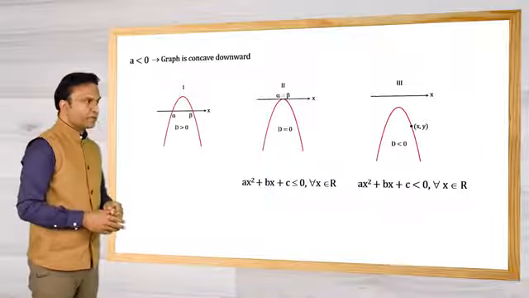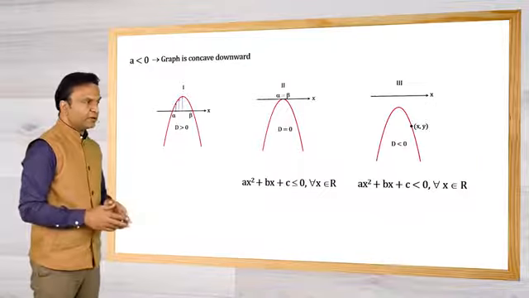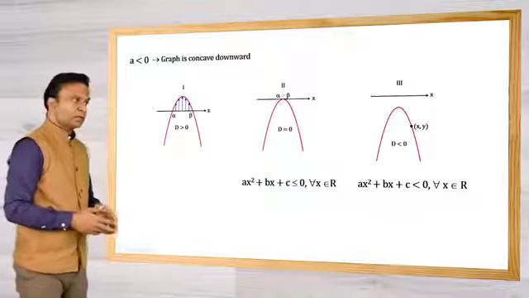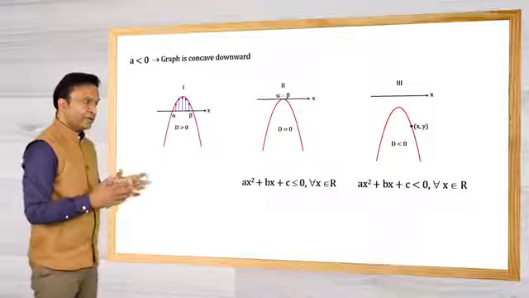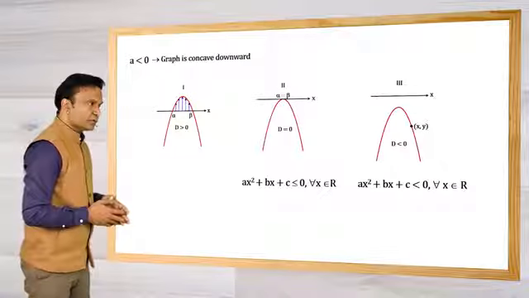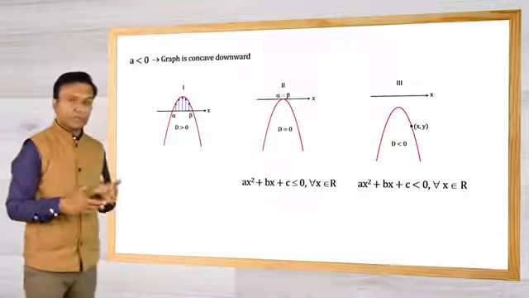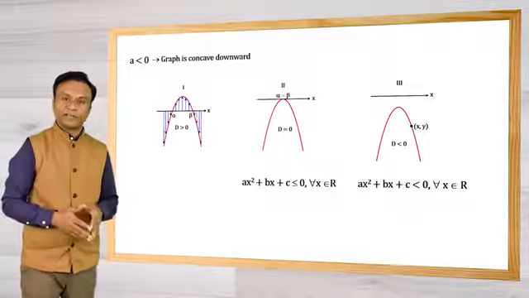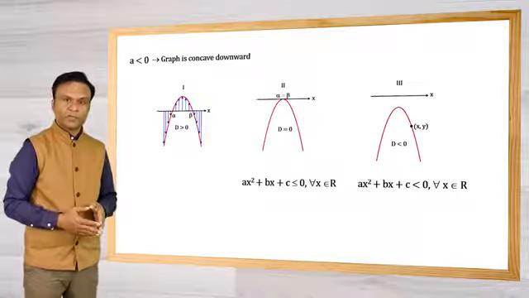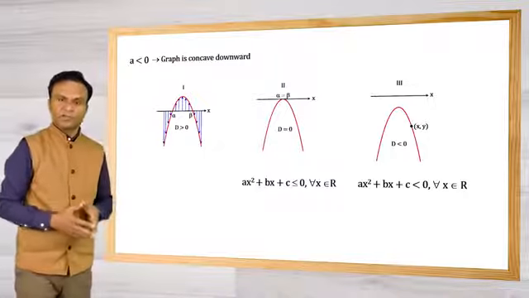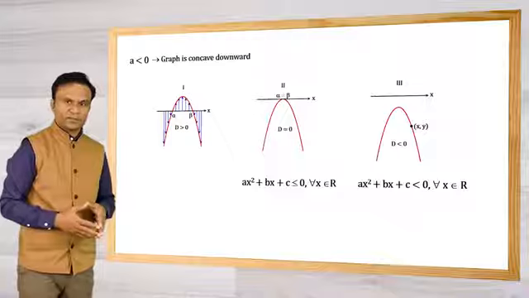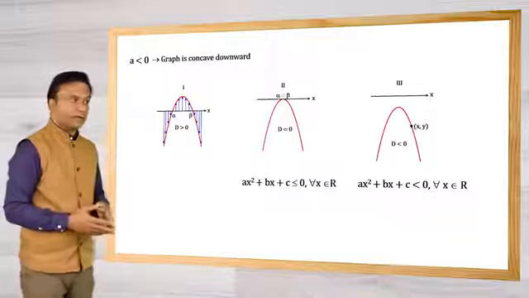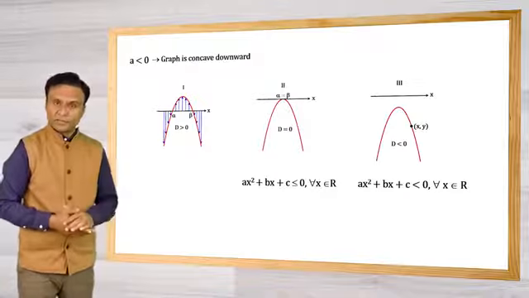And in the first figure, when the value of x lies between alpha and beta, the value of the quadratic function is positive, and when x lies outside alpha and beta, the value of the quadratic function is negative. You are not supposed to remember all these conditions. When these conditions are required, you just plot the graph and write the observations.